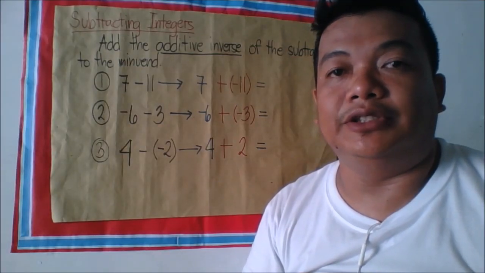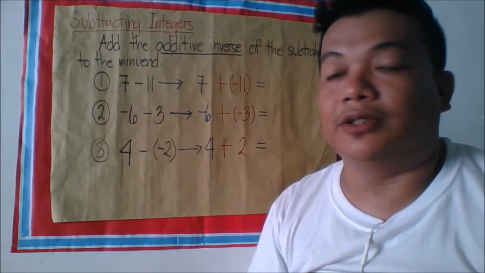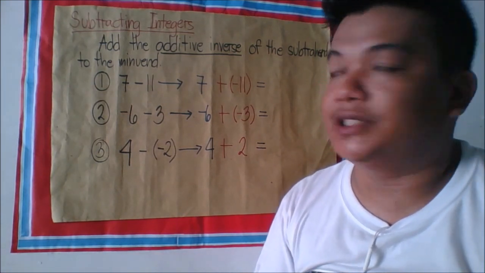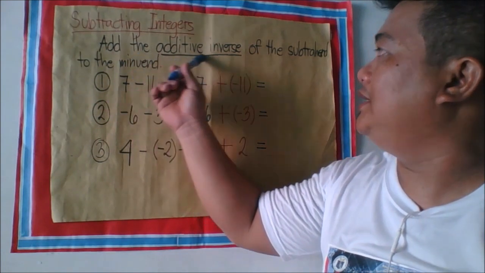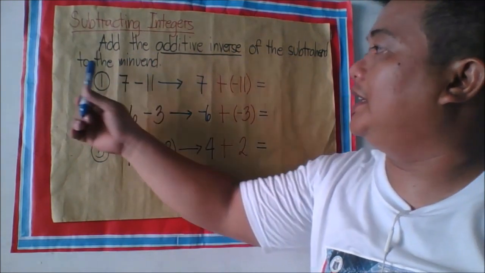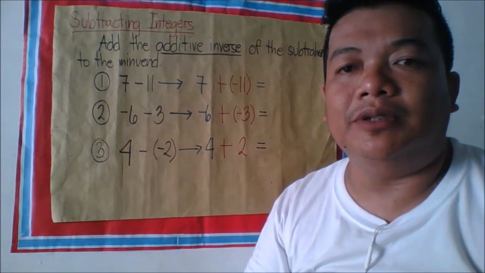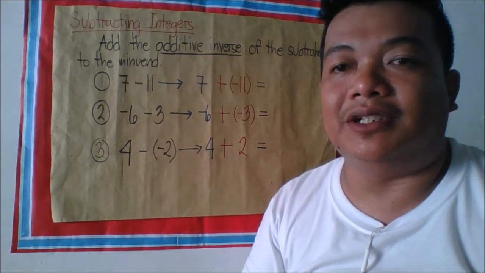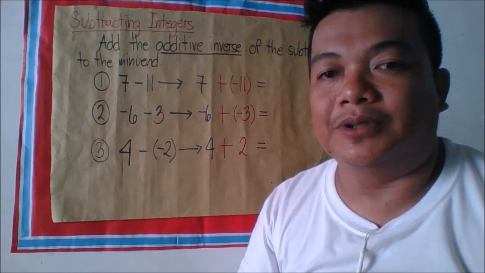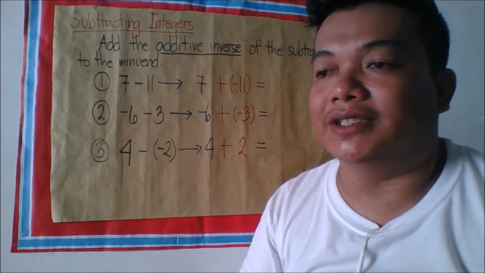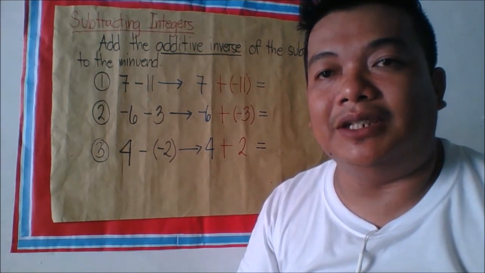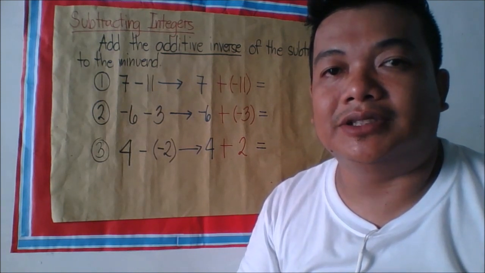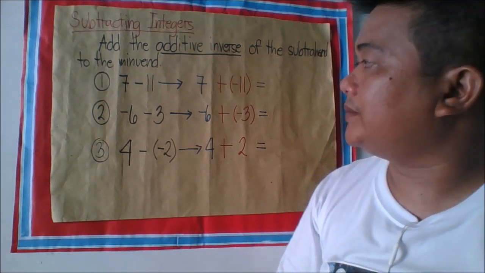Okay, this time we are going to discuss subtracting integers. To subtract integers, you just add the additive inverse of the subtrahend to the minuend. What do you mean by additive inverse again? Additive inverse is a number and its opposite. So if the integer is 7, the opposite of 7 is negative 7.